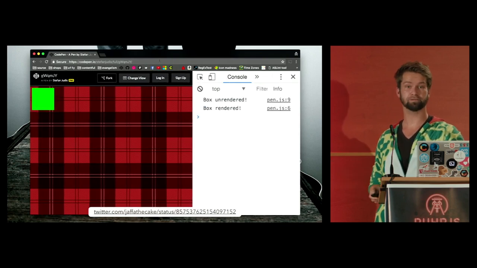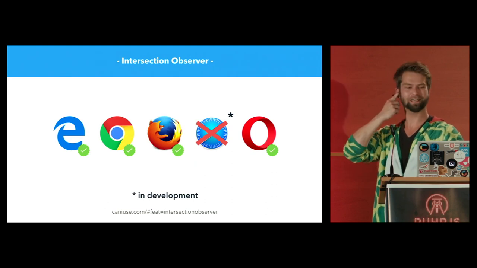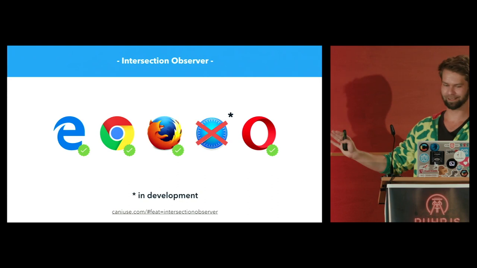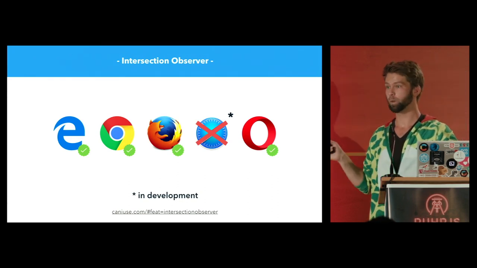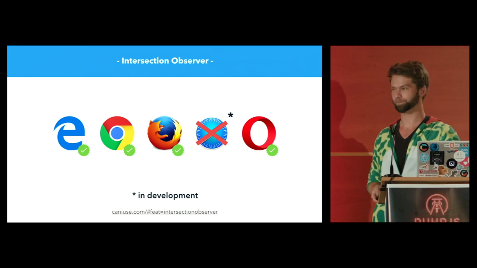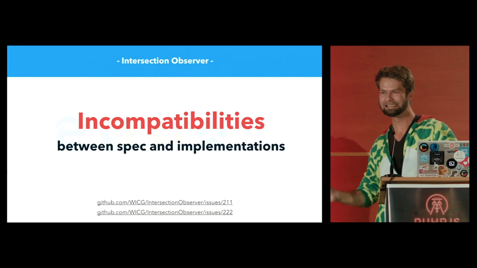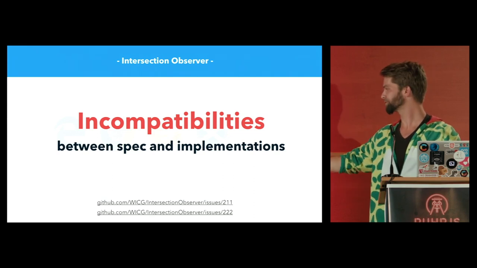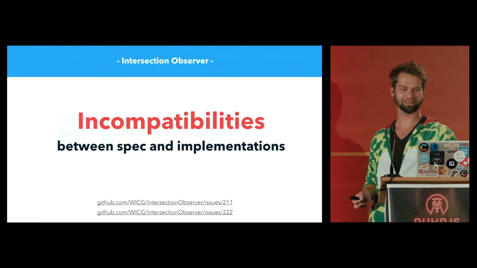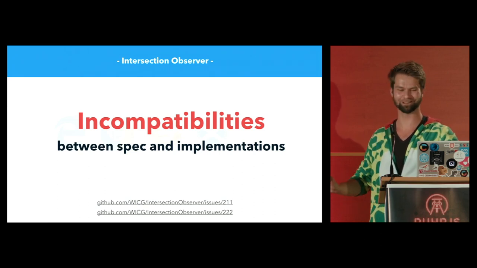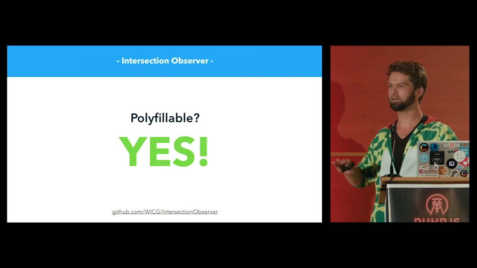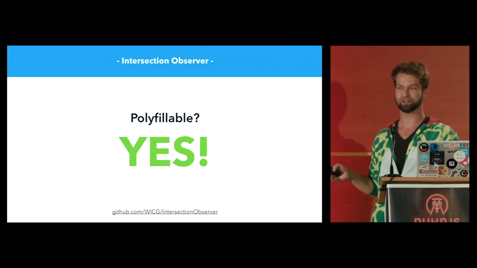So what is the support today for the intersection observer? Edge, yes. Chrome, yes. Firefox, yes. Safari, at least in development. Opera, yes. But when you play around with the intersection observer, watch out. There are right now incompatibilities between the specs and implementations of different vendors. There are two issues there. Microsoft and Chrome are collaborating on how to reach a final state. But is this usable in production? Yep. There's an official polyfill provided by the WICG, and they're also dealing with these incompatibilities.